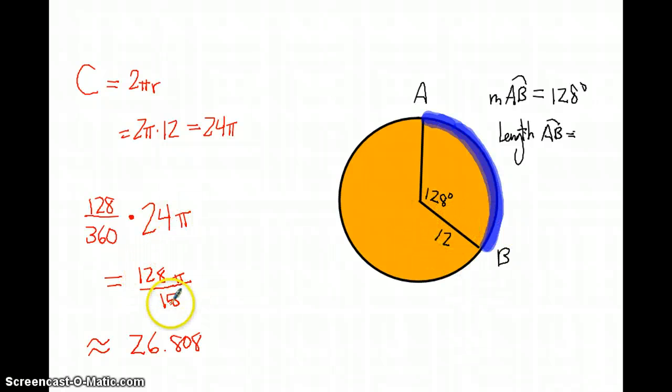Okay, so again, this is exact, this is 15 down here. This is exact because it's got the pi in it, or it might have a square root in it, and this is approximate.